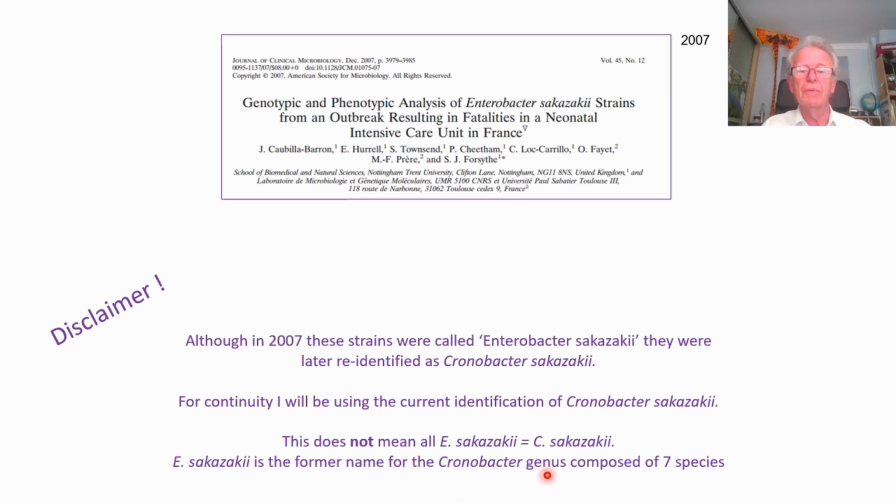The Cronobacter genus is made up of 7 species, of which 1 is Cronobacter sakazakii. So I will say Cronobacter sakazakii, and that's because that's what those strains were later identified as.